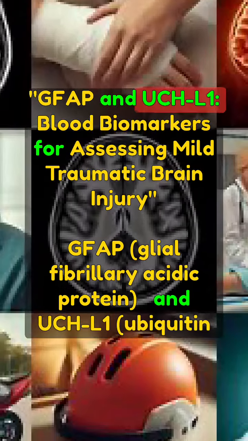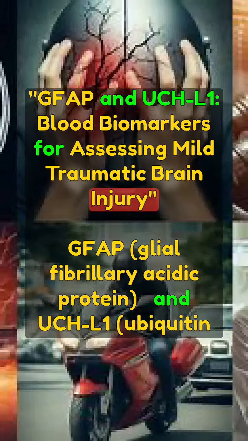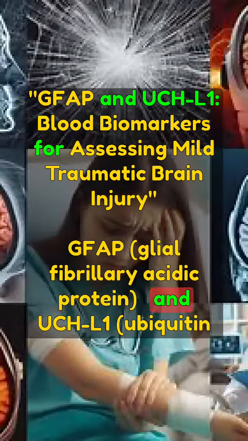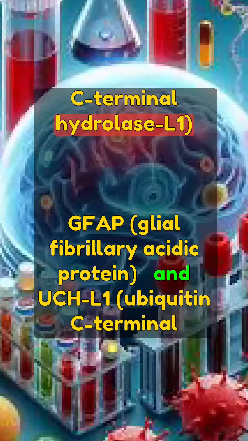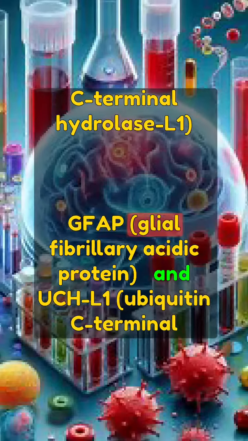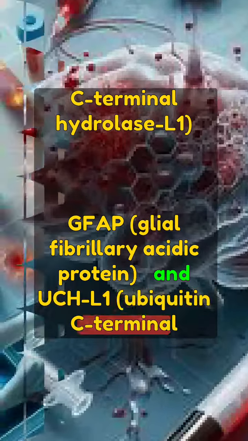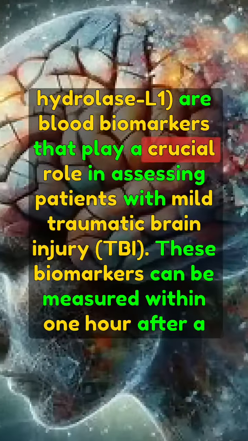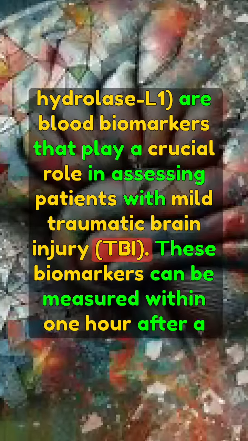GFAP and UCH-L1, blood biomarkers for assessing mild traumatic brain injury. GFAP, glial fibrillary acidic protein, and UCH-L1, ubiquitin C-terminal hydrolase L1, are blood biomarkers that play a crucial role in assessing patients with mild traumatic brain injury, TBI.